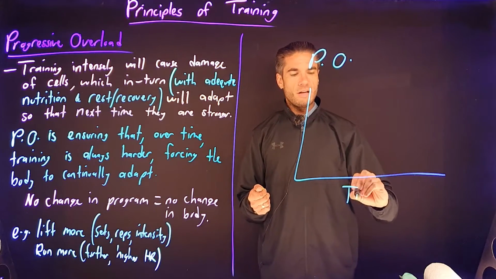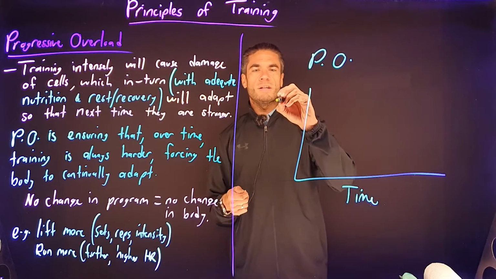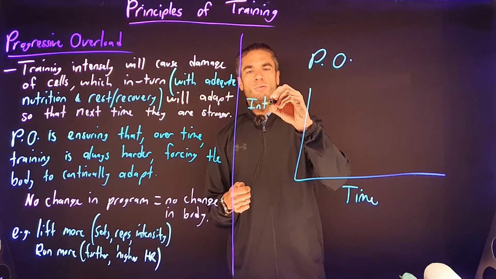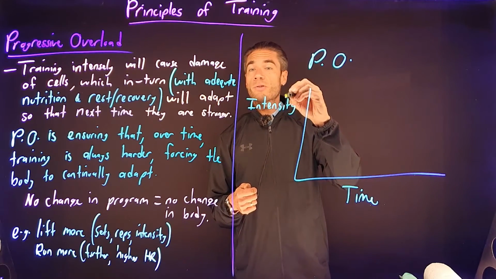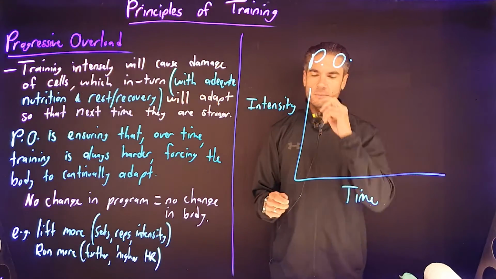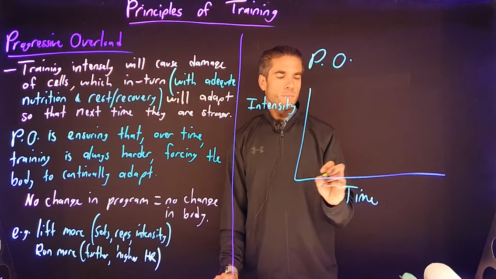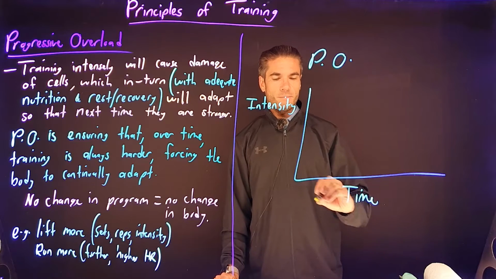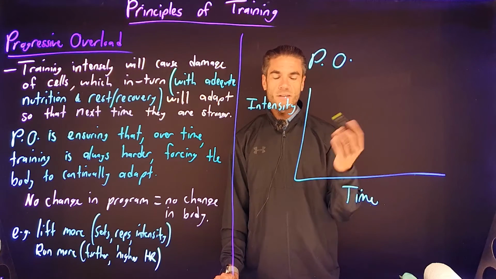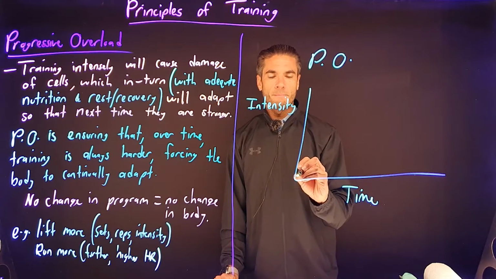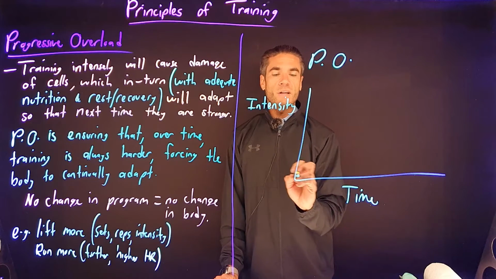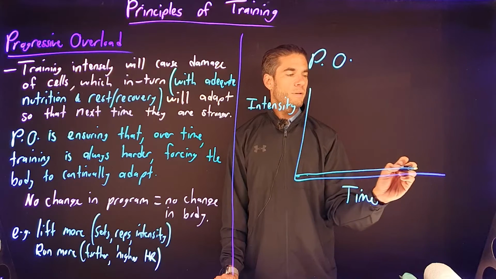So we'll call this time, and we'll call this intensity, so how hard you're working. And it doesn't matter whether it's applied to a strength training program or aerobic. So I've got some examples down there. So over time, let's say this is a year. Doesn't matter how long the time is. You start here, okay? If you keep training at this intensity forever, this is how much you'll change.